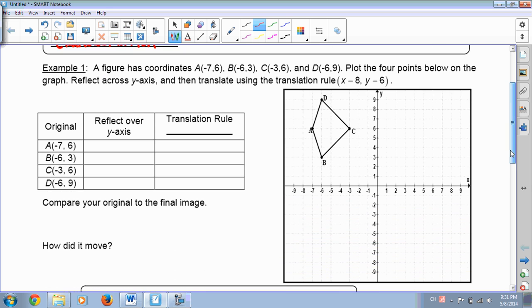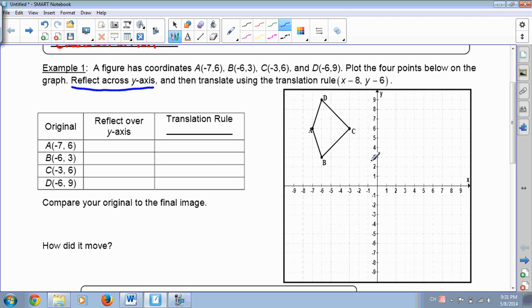Okay, so we're going to look at our first composition on example 1, which is a figure has coordinates at A, negative 7, 6, B, negative 6, 3, C, negative 3, 6, and D, negative 6, 9. Plot the 4 points below on the graph, reflect across the y-axis, and then translate using the translation rule x minus 8 and y minus 6. Okay, so the first thing, we've already plotted the points, they're already there for us. These are the original points. And then the first thing we're going to do is reflect across the y-axis.